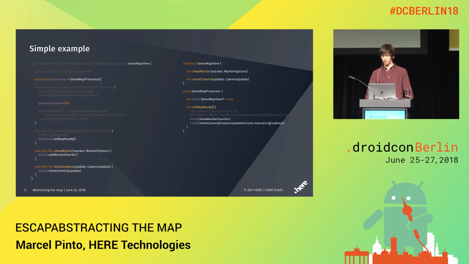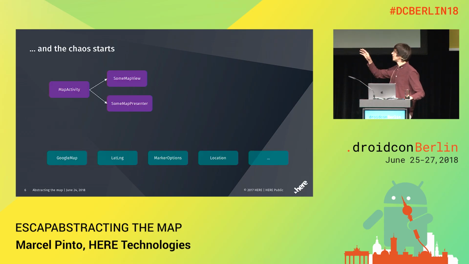Let's take a look at how this structure looks right now. We have an activity, we have the view, and we have the presenter. And now we have these classes that are the common classes that we would use, that are property of the Google Maps library or even the location service on Android. If we start looking at where they are used, they start to be used a bit everywhere.